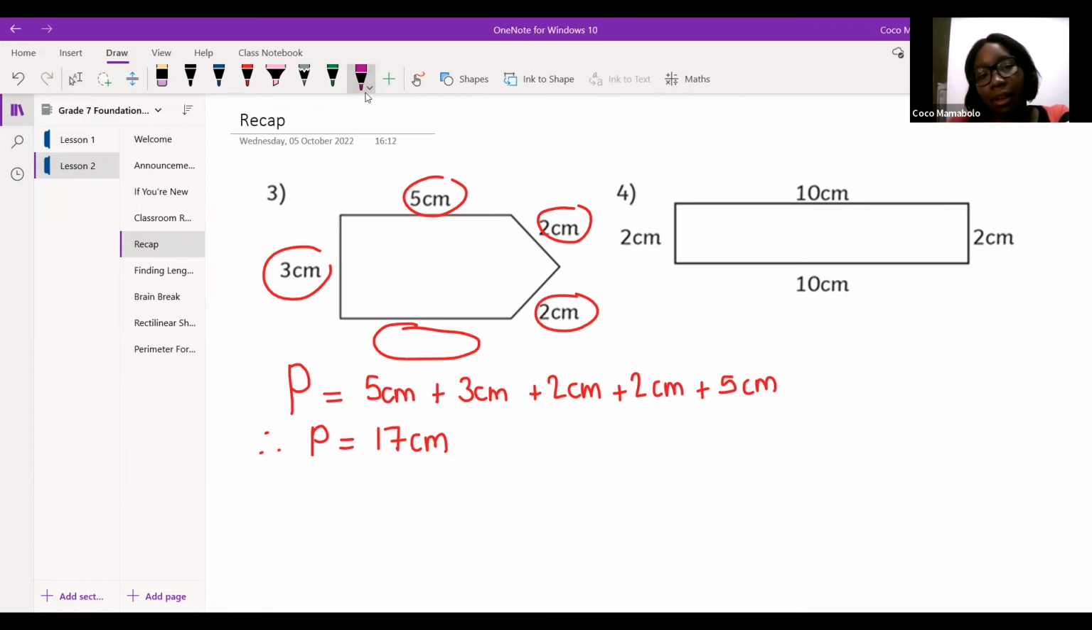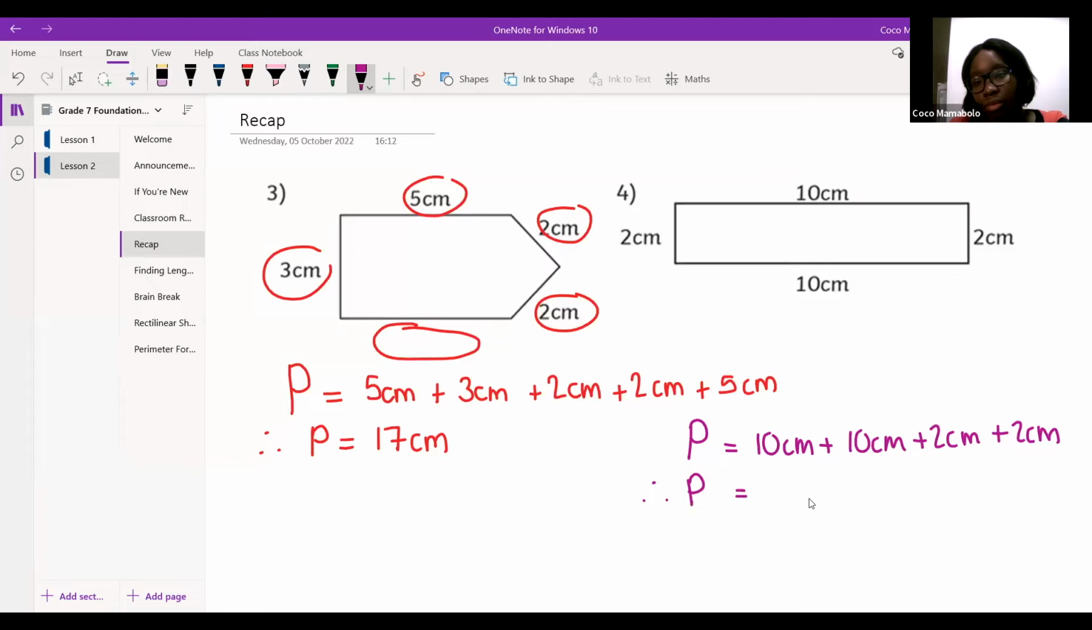All right, Samkele, what am I writing down? P equals 10 centimeters plus 10 centimeters plus 2 centimeters plus 2 centimeters. Good. Okay. What do I then say? P equals 24 centimeters. That's good, but you forgot my therefore. Therefore, P is equal to 24 centimeters. Very well done, Samkelo. Thank you, Nokwezi, for reminding us. Therefore, okay.